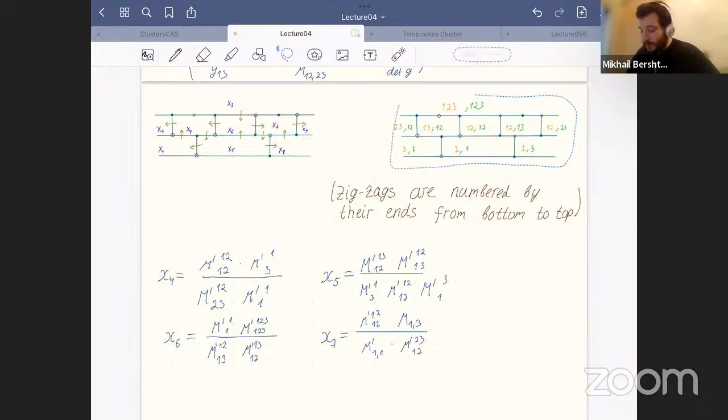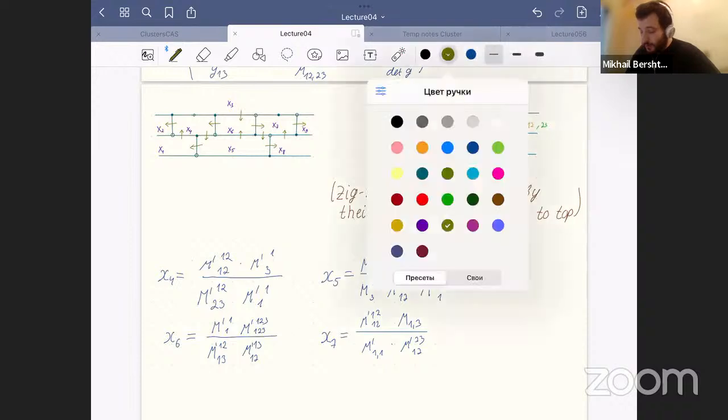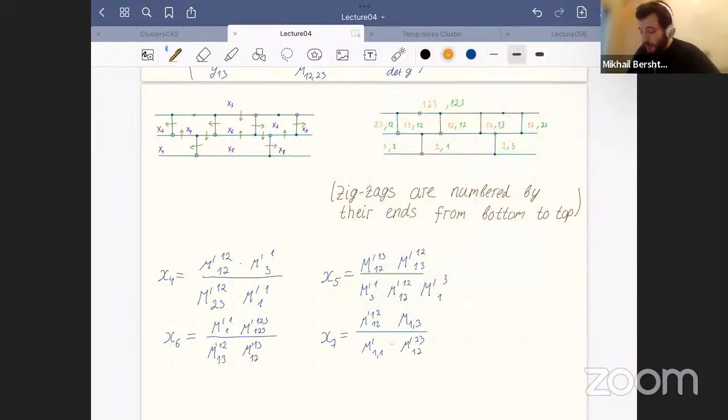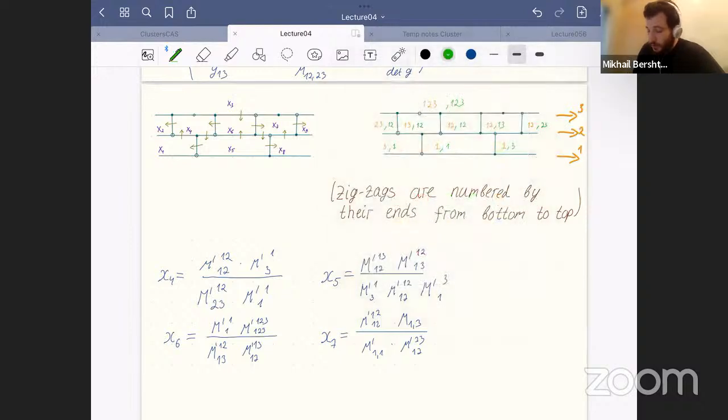Maybe I can even stress it somehow in the picture. So when zigzags end, they are labeled from the bottom to the top, and the green zigzags are again labeled from the bottom to the top.